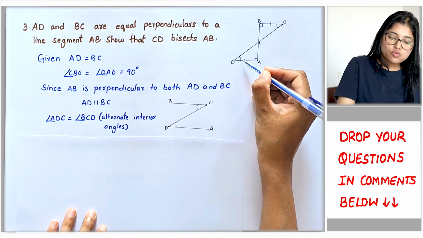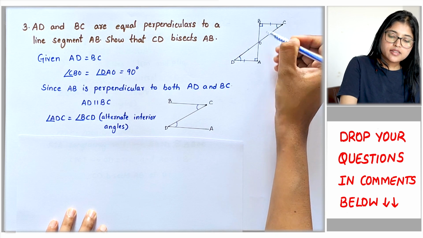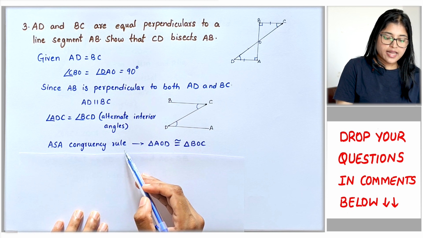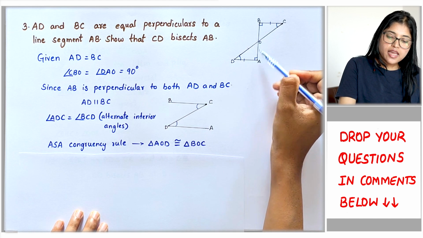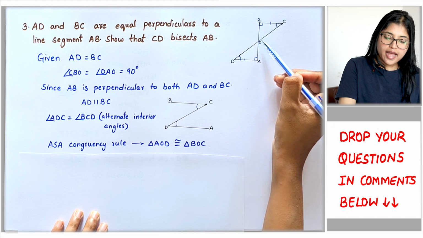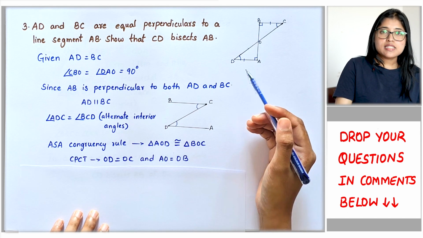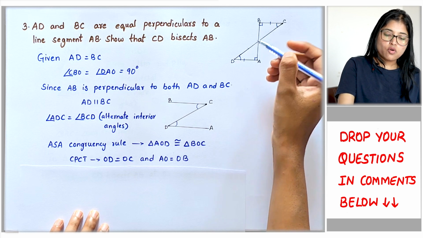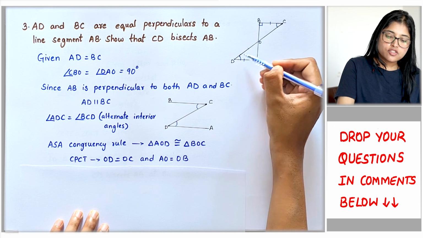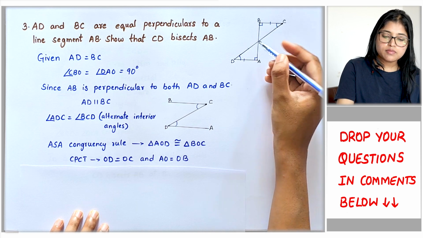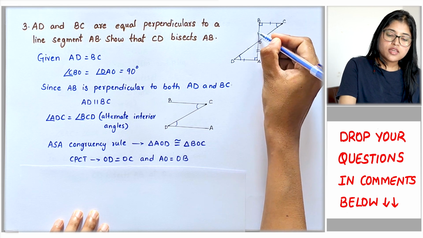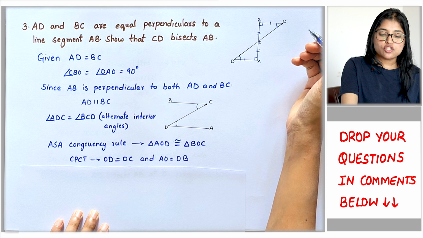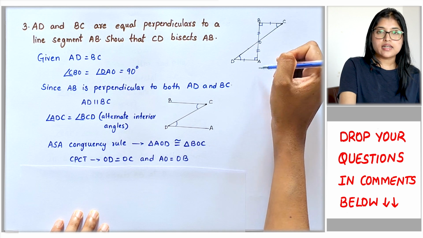I can see that these two corresponding angles are equal and the included side is also equal. I can use the ASA congruency rule and I can say triangle AOD is congruent to triangle BOC. From CPCT, that is corresponding parts of congruent triangles, I can say that OD is equal to OC, that is these two sides are equal. At the same time, I can also say OA equals OB. That means these two sides are equal, which also means that CD is bisecting AB.